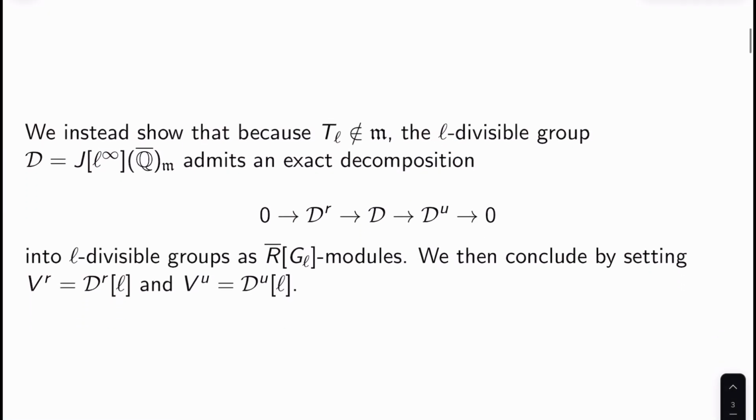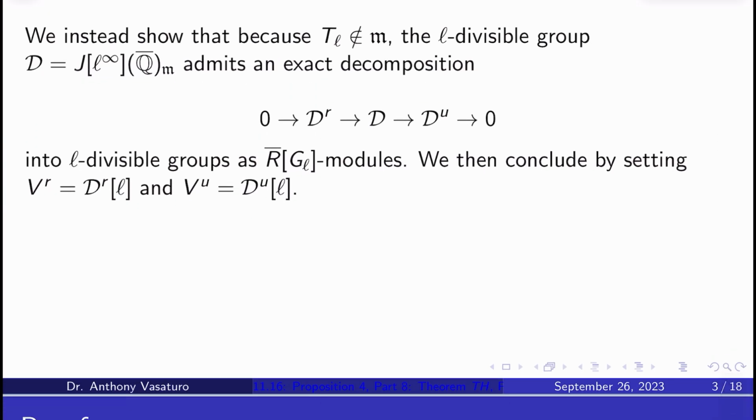Okay. So instead of proving the step 2 that I outlined last video, I am going to instead show that because T sub L isn't in frac M, the L divisible group, which I'll call cal D, which is J bracket L to the infinity of Q bar localized at M, admits an exact decomposition of the form 0 to D to the R to D to D to the U to 0 into L divisible groups as R bar bracket G sub L modules. So here we're looking for some kind of ramified piece, and here we're looking for some kind of unramified piece as we outlined last video.